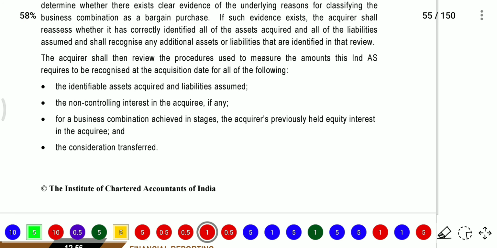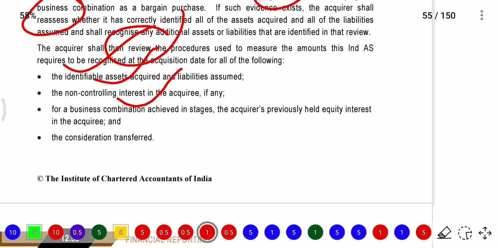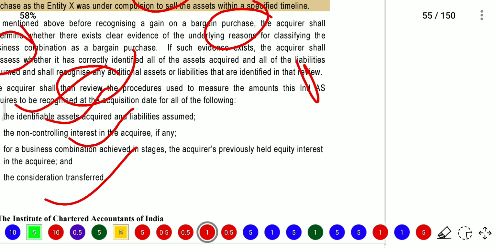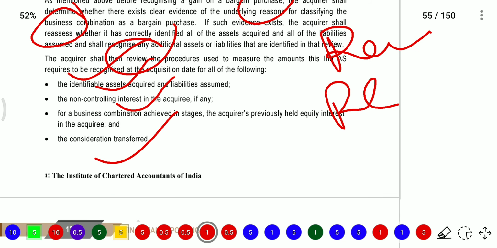For this purpose, the acquirer needs to review the procedure. Whenever we have a bargain purchase, we need to identify the reasons, what the reason is for getting these amounts, and we need to reassess whether it is correct or not, and review the procedures used. So identify the assets, non-controlling interest and business consideration. What is the consideration transferred? We need to identify the reason, reassess whether things were correctly identified or not, and review the procedure.